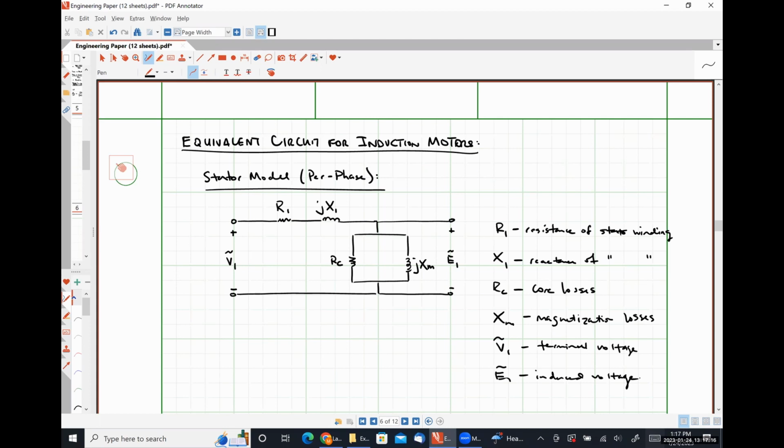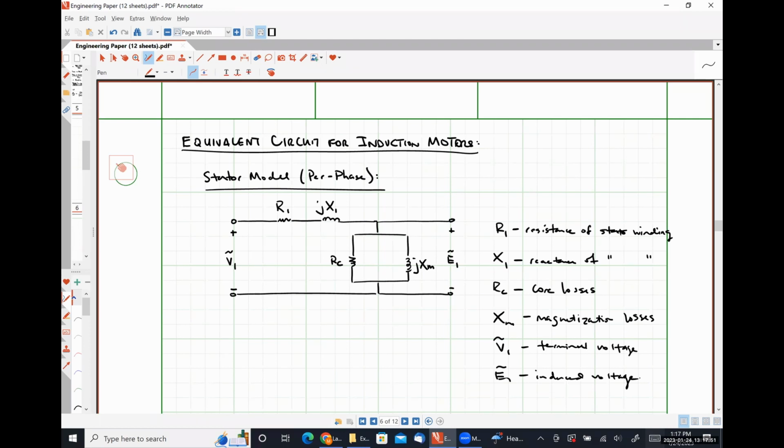So X1 represents our leakage, right? So in a transformer, we expected our leakage to be pretty small because typically speaking, we're wound on a solid core. But in an induction motor, there will absolutely be an air gap between the rotor and the stator. Therefore, we are going to lose flux due to leakage, right? So we should expect X1 to be significantly larger than what it was for our transformers.